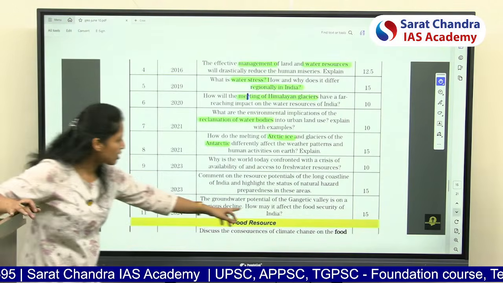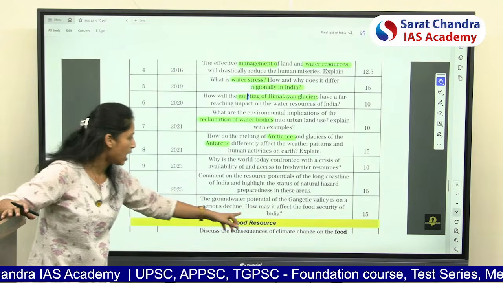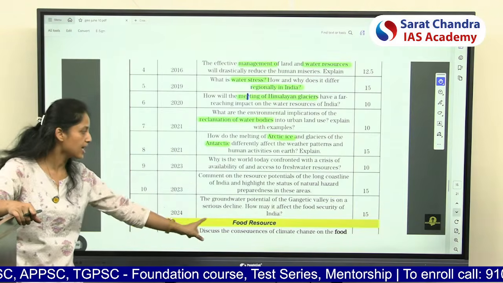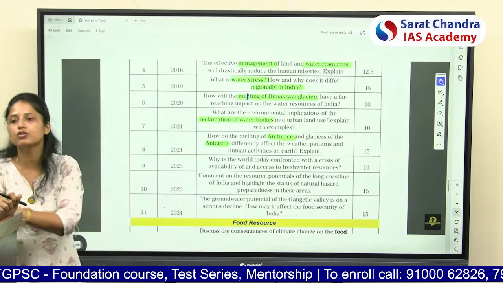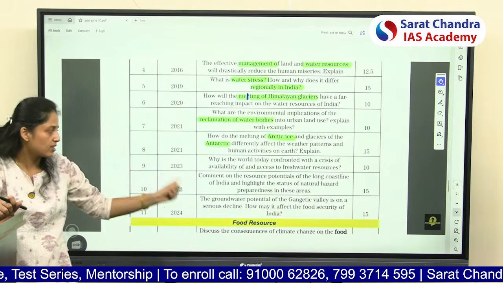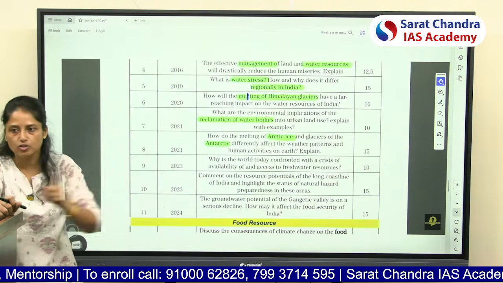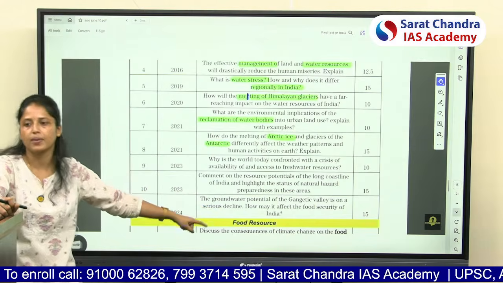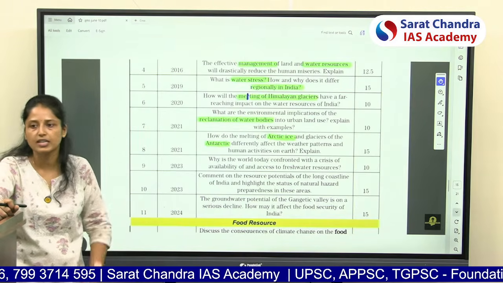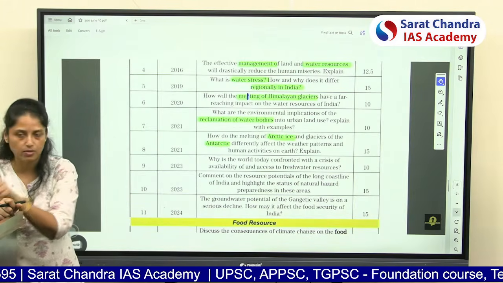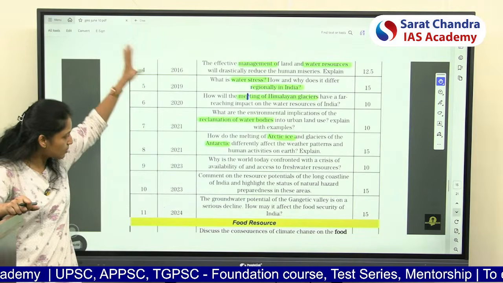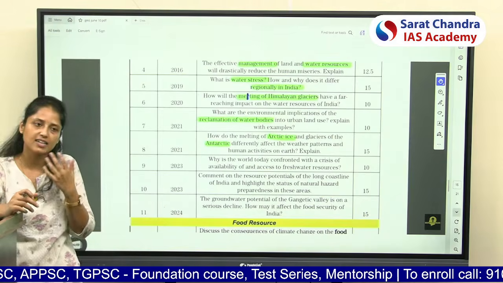Now, the groundwater potential of Gangetic Valley is on a serious decline. How may it affect the food security of India? So here it is asking the impact of water scarcity on the food security. When you are discussing water stress, you shall be discussing the impact on human life. What will be the impact? Because of the water stress you will have very less water for irrigation, hence it will impact irrigation agriculture, hence it will affect human life. So if I have just brainstormed all these questions, you can answer any type of question.